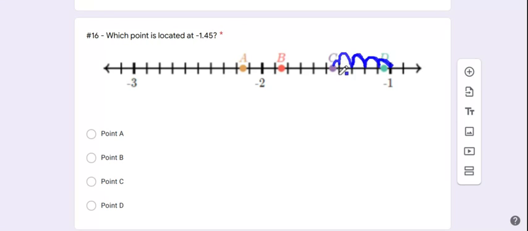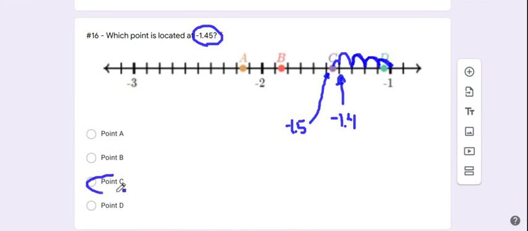It's in between negative 1.4. Let's say that point right there is negative 1.4. This one right here we know is negative 1.5. And so in between those two numbers would be negative 1.45. So that is point C, at negative 1.45.